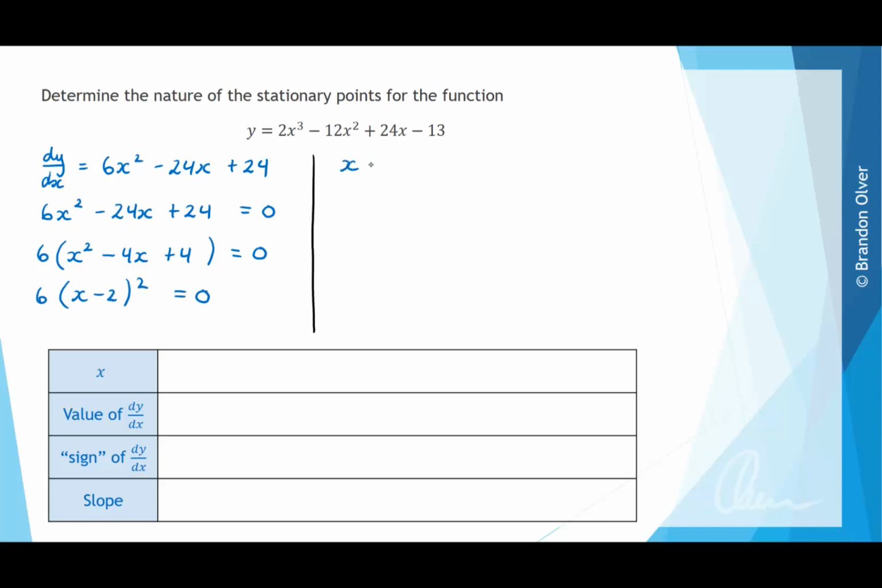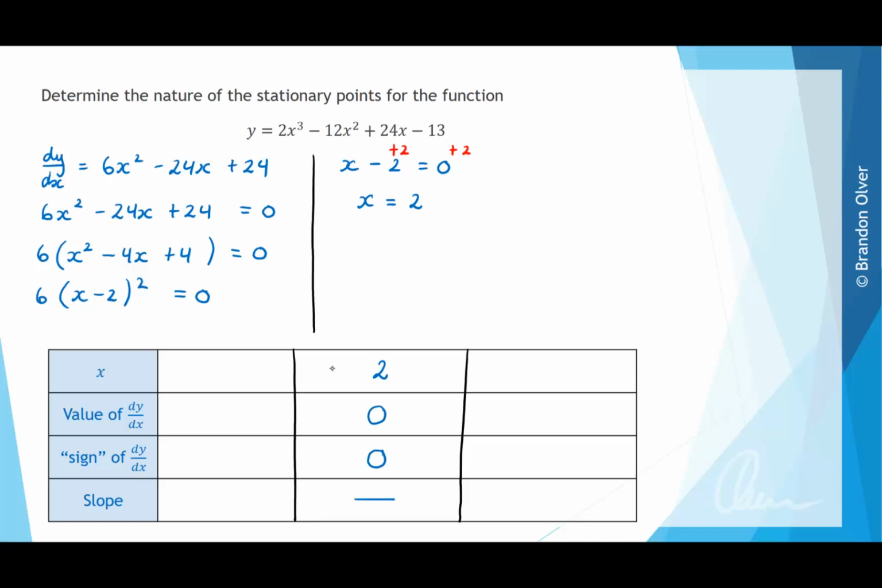Using the null factor law, we can write x minus 2 is equal to 0, and adding 2 to both sides of that equation gives x equals positive 2. So there's only one stationary point on this function. So with that in mind, we only need to separate this table into 3 sections. In the middle, we'll put the x value of 2, where we know there's a stationary point, so we know that that has a derivative value of 0, and the sign of that is 0, so it's a stationary point.